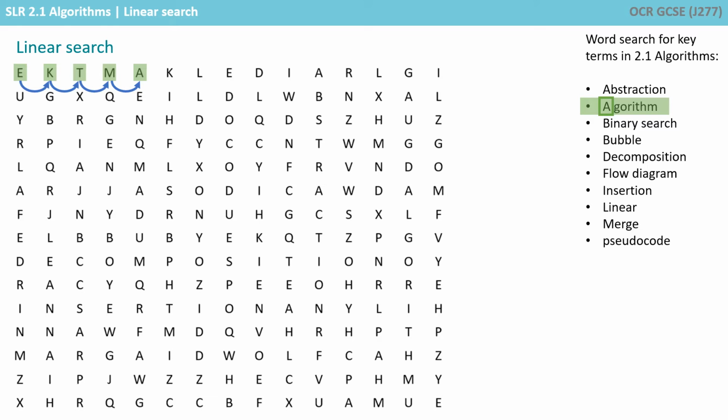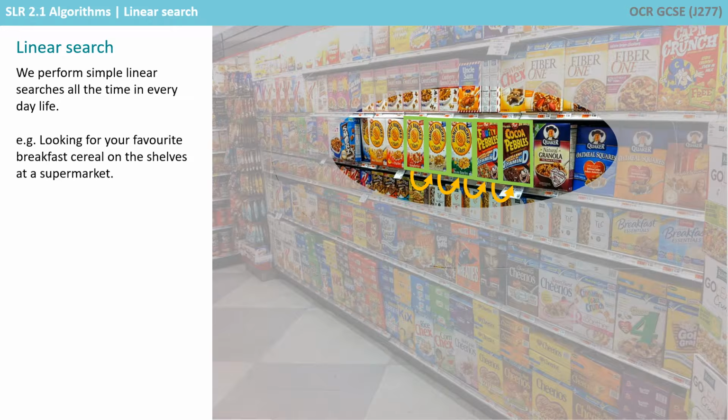It didn't require the letters to be in any order, which is just as well because that's the very nature of a word search. We can apply a linear search to a whole variety of contexts. One might be looking for a particular box of cereal on a shelf in a supermarket. We could go through each box one at a time until we find the one we're looking for.